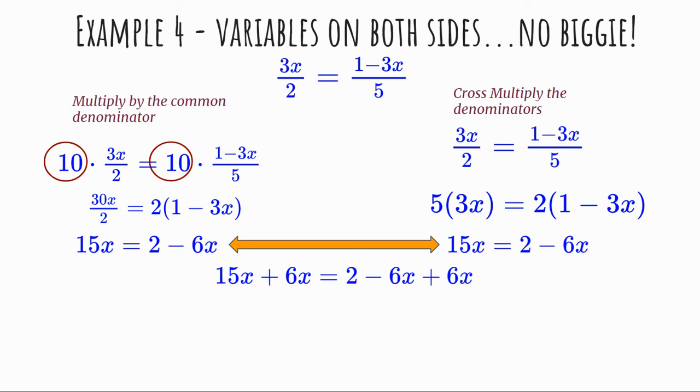So in this case, we could add 6x on both sides, because on the right side, then we would eliminate that negative 6x. And then on the left side, we end up with 21x, and on the right side, 2. And then that virtually tells us that our answer would be everything divided by 21 on both sides. That produces x equals 2 over 21.